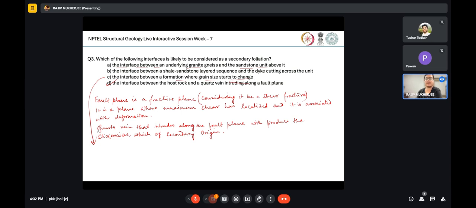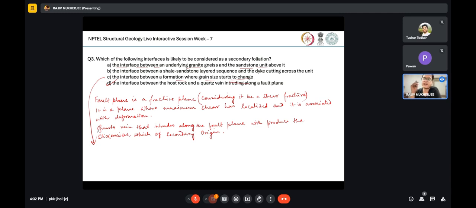But that is more gradual because you cannot actually define any single plane in that case, right? The grain size reduction happens gradually from the host rock to the shear zone, and that transition is not sharp. If the transition is sharp, then definitely we can say this is a plane of shear localization, and it can also be identified as a secondary foliation. However, that doesn't occur generally. The grain size reduction occurs very gradually, and therefore we cannot draw any boundary in that case.